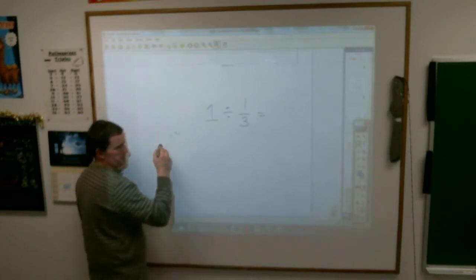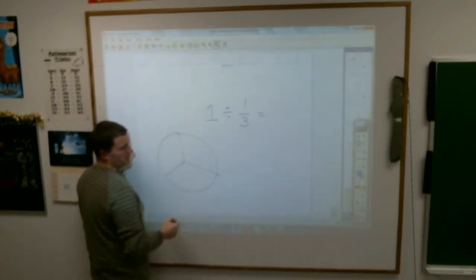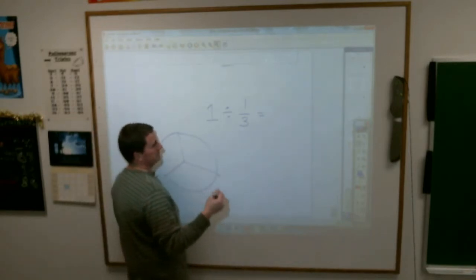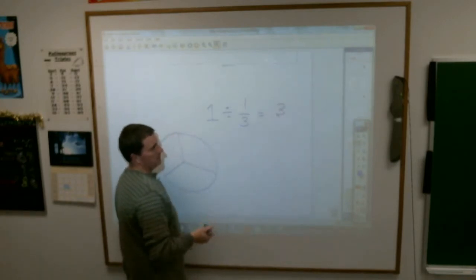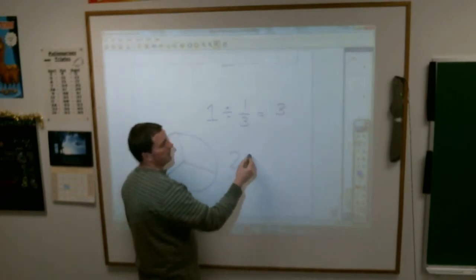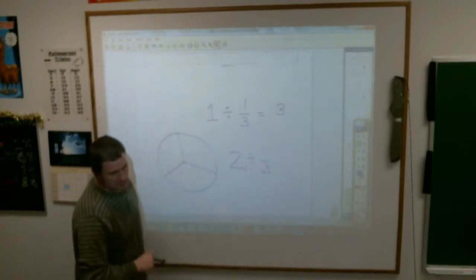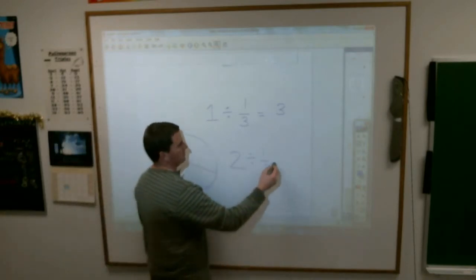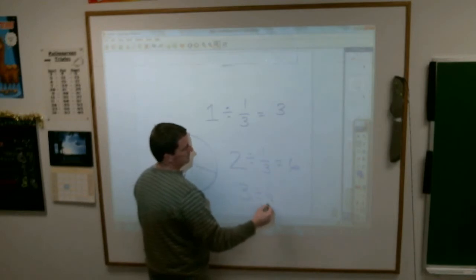Draw the picture, here's my one pizza. I cut it into thirds, how many pieces am I getting there? 3. And they might ask you this, so what's 2 divided by 1/3? 2 pizzas cut into 1/3 slices there. 6. 6. 3 9 divided by 1/3.